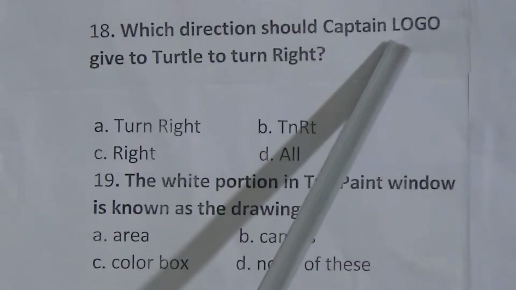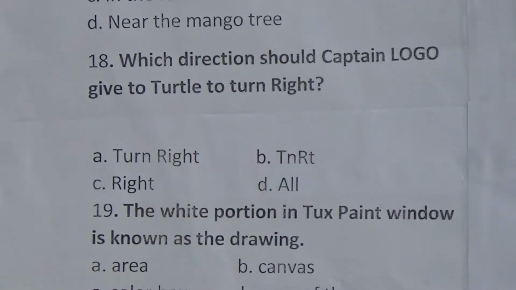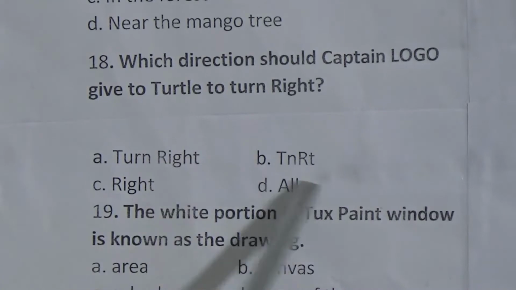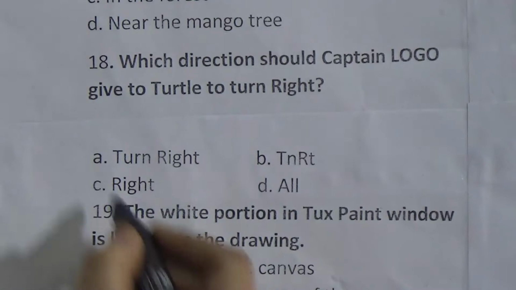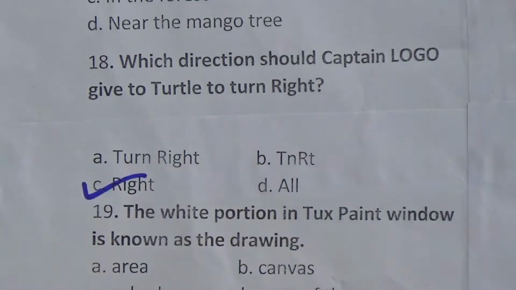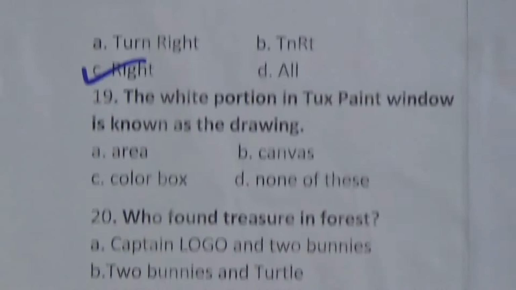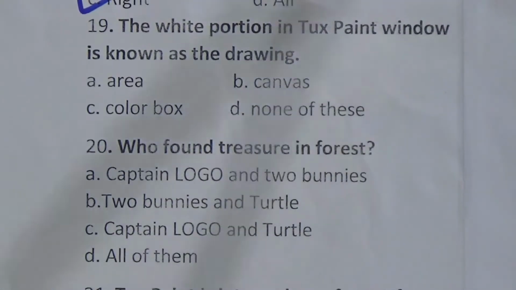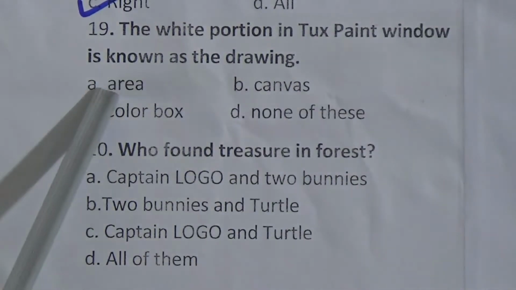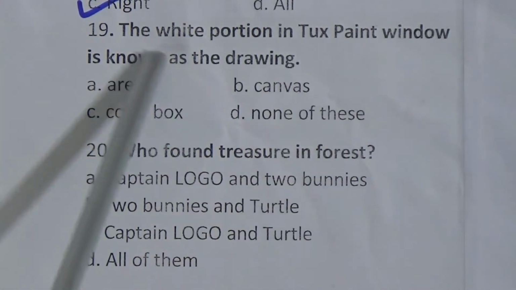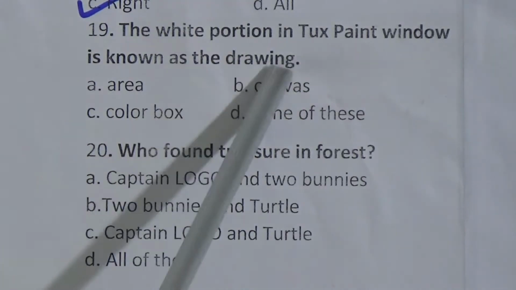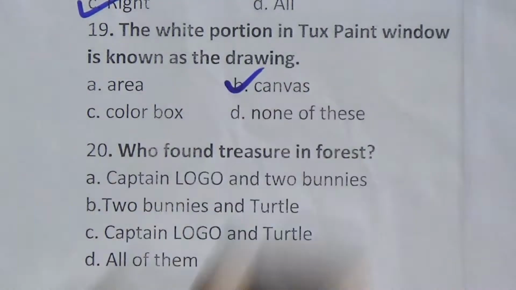Which direction should Captain Logo give the turtle to turn right? Option B, TNRT, that is a short form; RIGST, right; and D, all. So which one is correct? Turn right. The white portion in the Tux Paint window is known as the drawing area, canvas, color box, or none of this. So the white portion in the Tux Paint window is known as the drawing canvas.